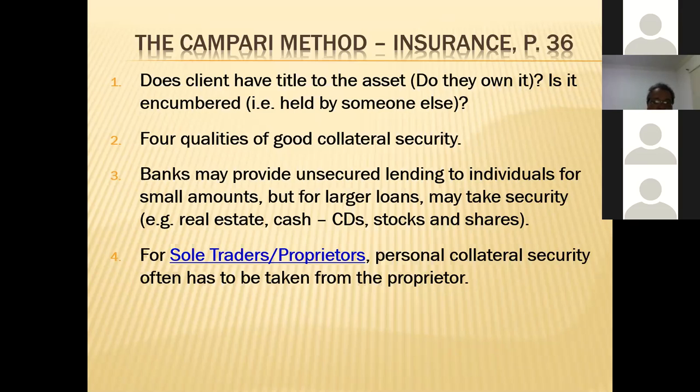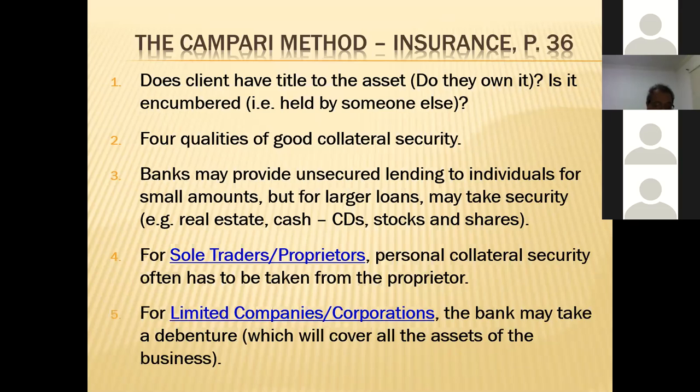Okay, and point number 5, for limited companies or corporations, the bank may take a debenture, which will cover all the assets of a business. A debenture is a type of charge document. Okay, so a debenture is kind of like a chattel mortgage, a mortgage, a charge, a lien. Okay, and again, we will look at that in more detail in chapter 8. Okay, so any questions on that?